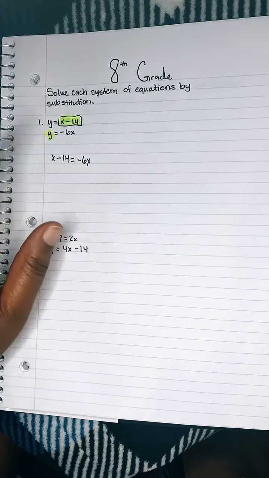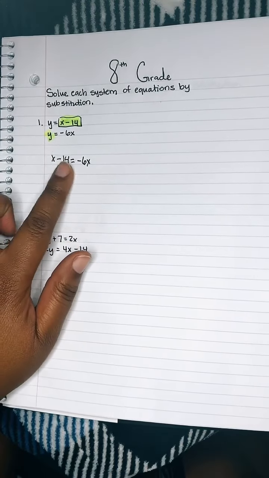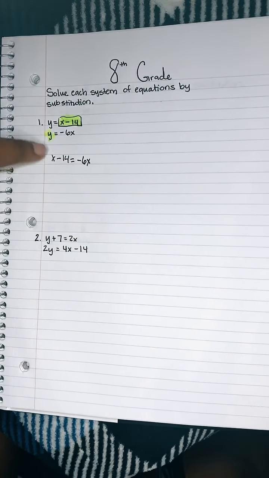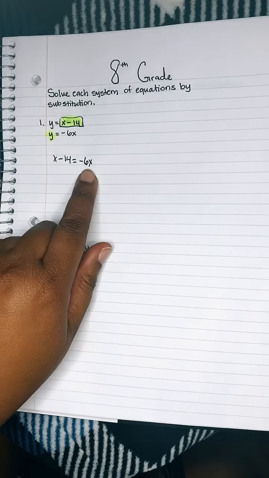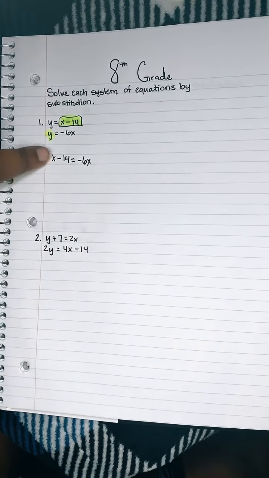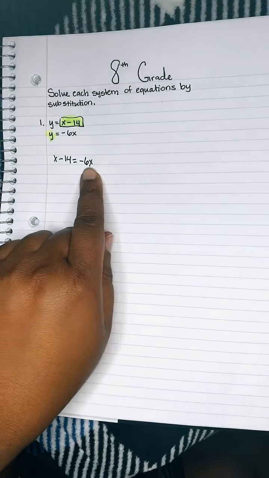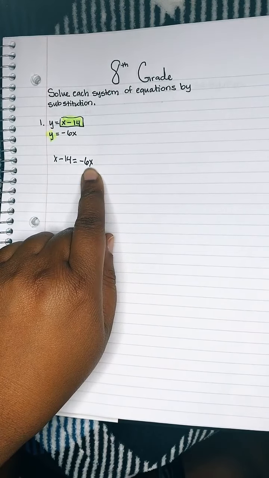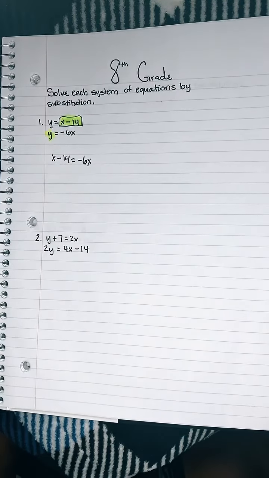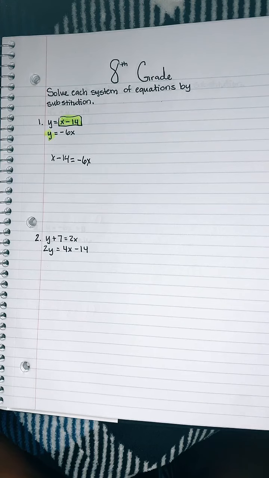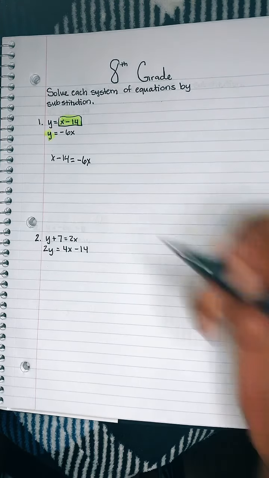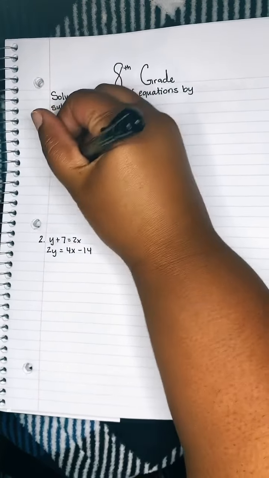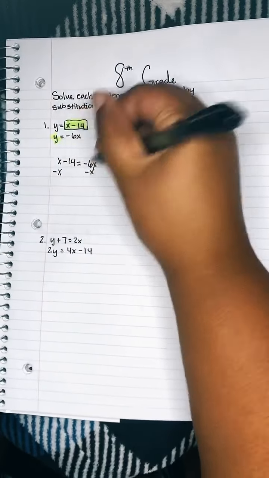So usually I want my x's on this side, but since I have this number over here, I'm going to move this x to this side. Can anybody tell me how to move this x to this side? You weren't wrong with the plus 6x, but it would just be more steps. Okay, good. Minus x to both sides. We're going to minus x and we're going to minus x.